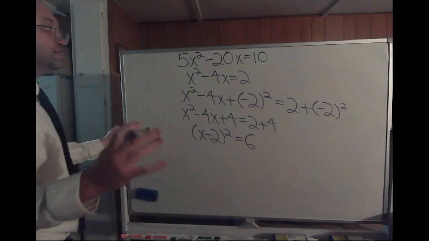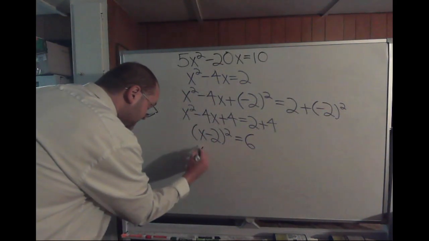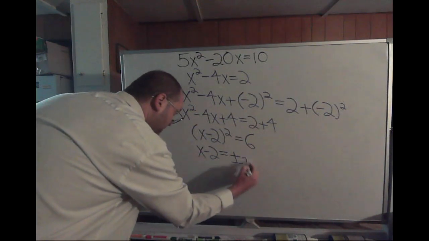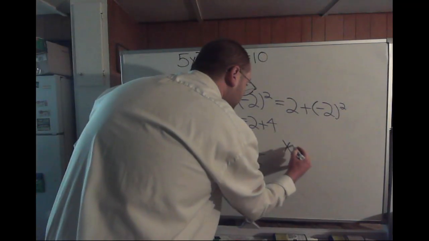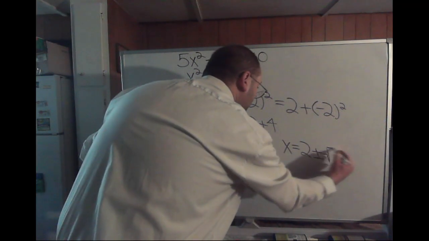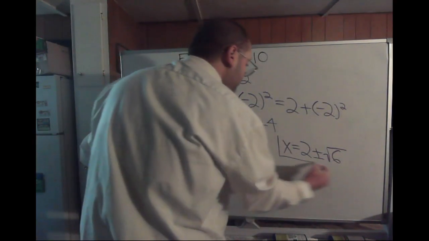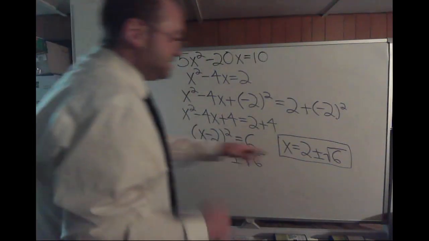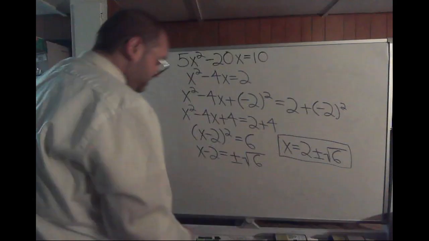So now we just got to take the square root of both sides. That would be x minus 2 is equal to plus and minus the square root of 6, which means that x equals 2 plus and minus the square root of 6. And square root of 6 doesn't break down any further, so those are your two solutions. x equals both 2 plus and minus the square root of 6.